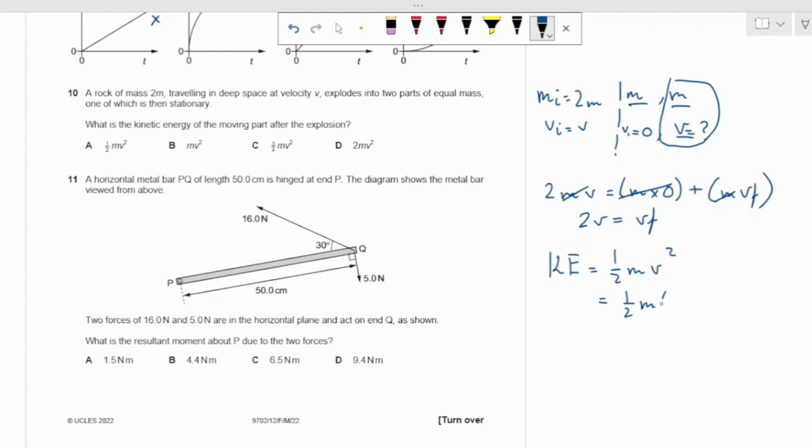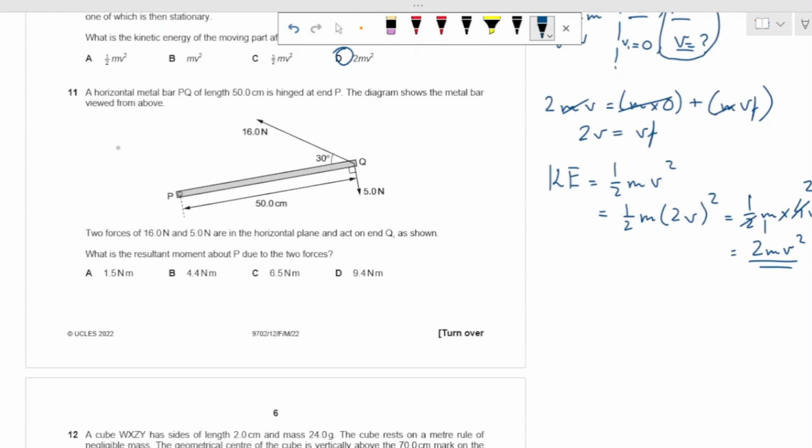m will remain as it is because the mass was m. v squared, make sure 2 and v are in the square, will be 2 to the power 2 times v squared, that would be 4. So you would have 1 by 2 m into 2 raised to power 2, 4 v squared. 2 ones are 2, 2 twos are 4, and in the end you'll be left with 2mv squared as your final answer, and that means that option D is the correct answer.